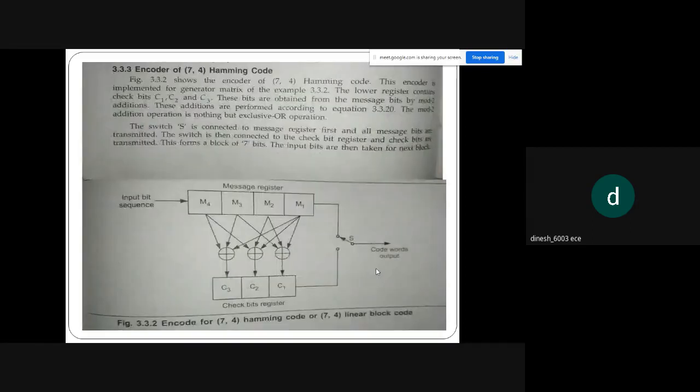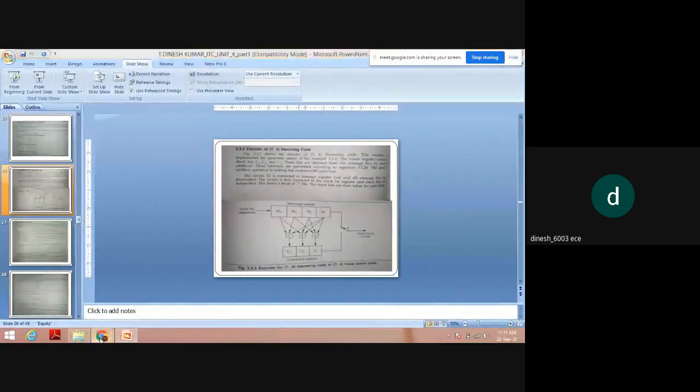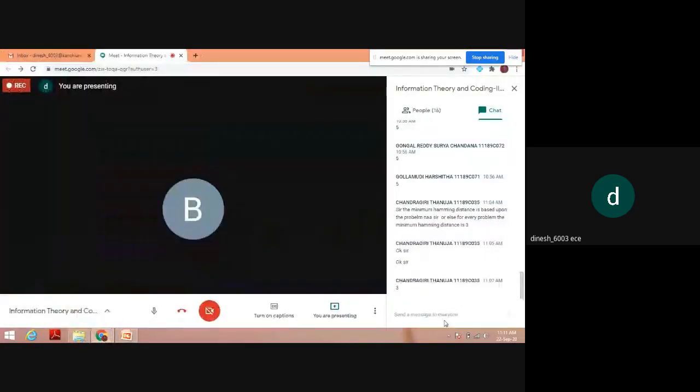Any doubts in drawing the encoder? Let me check the chat box. Any doubts in the encoder?